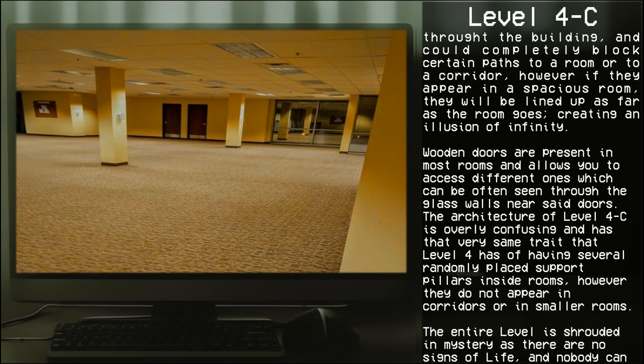The architecture of Level 4C is overly confusing and has that very same trait that Level 4 has of several randomly placed support pillars inside rooms. However, they do not appear in corridors or in smaller rooms.